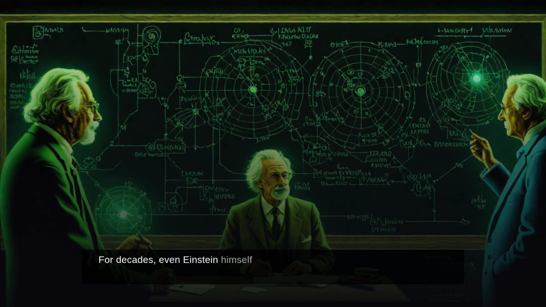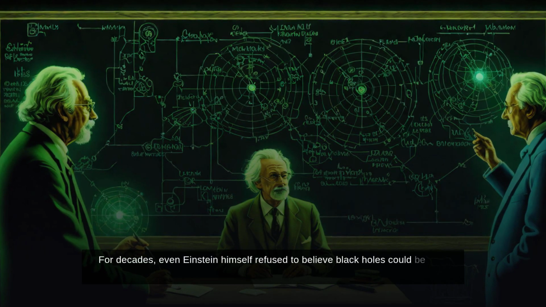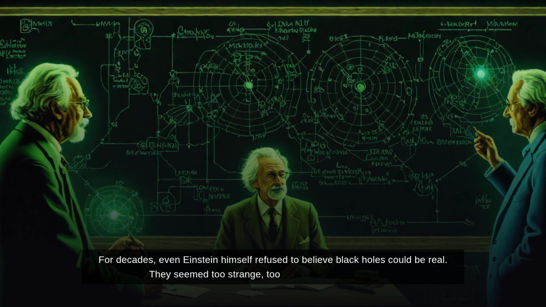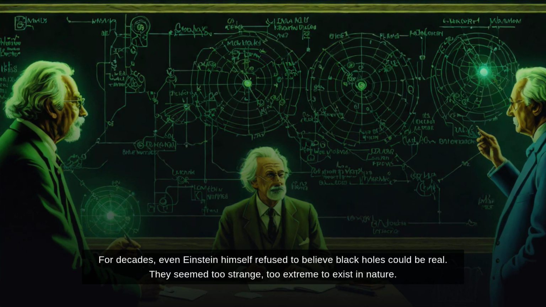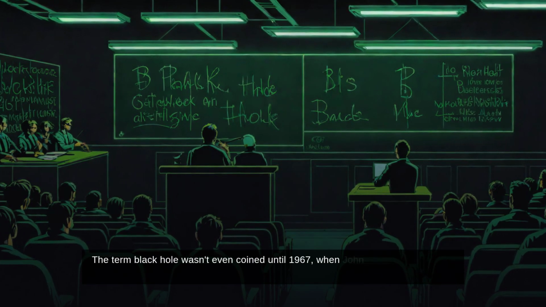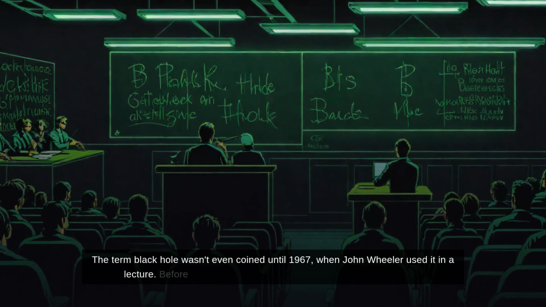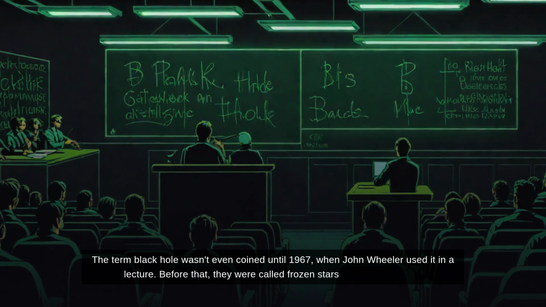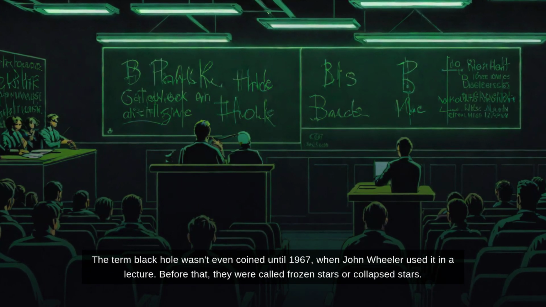For decades, even Einstein himself refused to believe black holes could be real. They seemed too strange, too extreme to exist in nature. The term black hole wasn't even coined until 1967, when John Wheeler used it in a lecture. Before that, they were called frozen stars or collapsed stars.